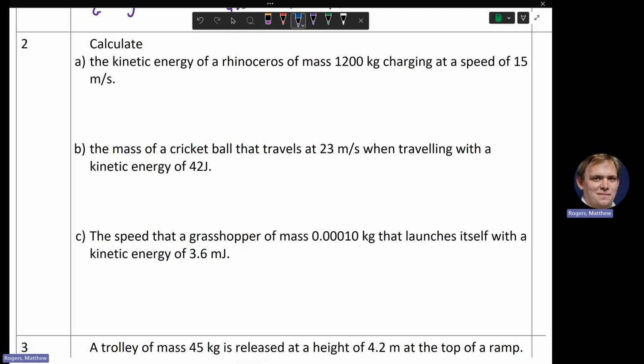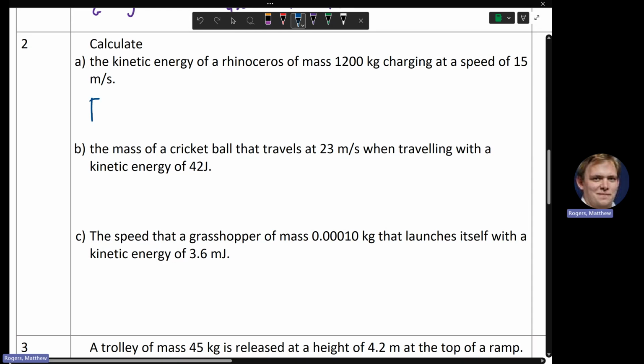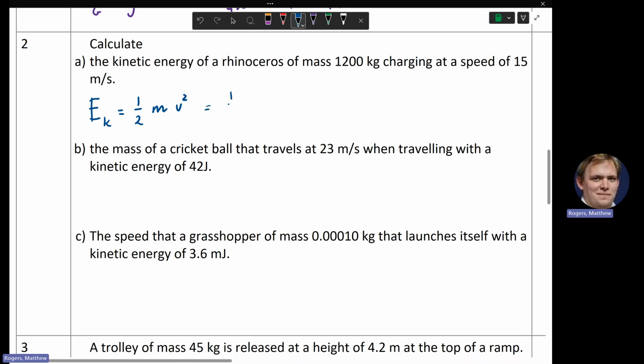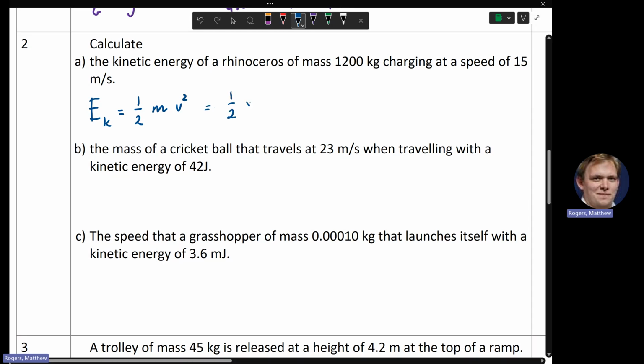Question 2, calculate the kinetic energy of a rhinoceros of mass 1200 kilograms charging at a speed of 15 meters per second. So we're working out the kinetic energy. The equation is half times mass times velocity squared. So that's a half times the mass of the rhinoceros, which is 1200, multiplied by the velocity, which is 15 squared.